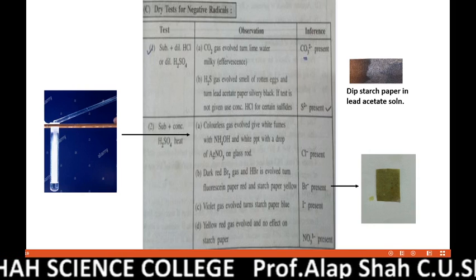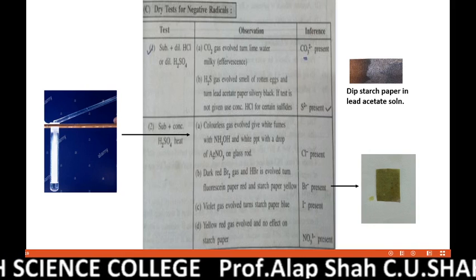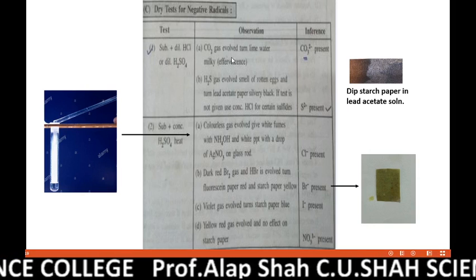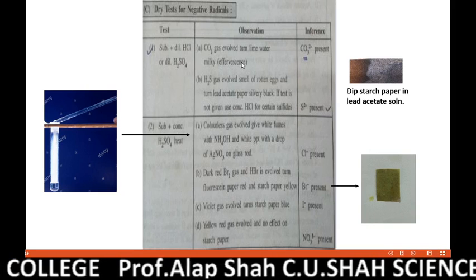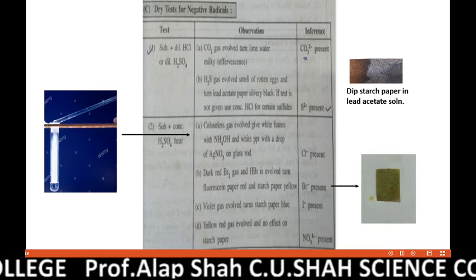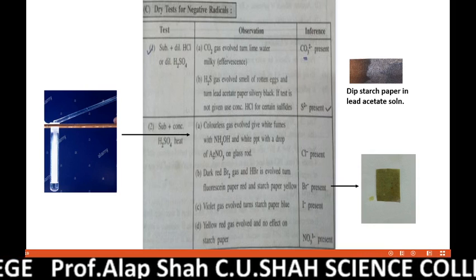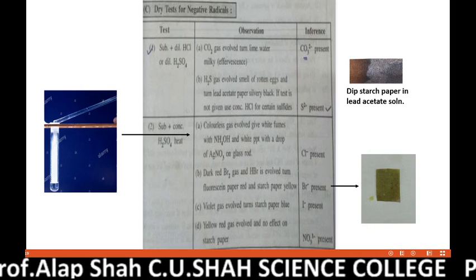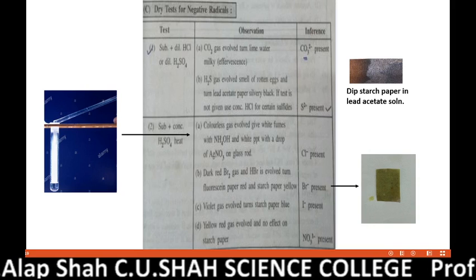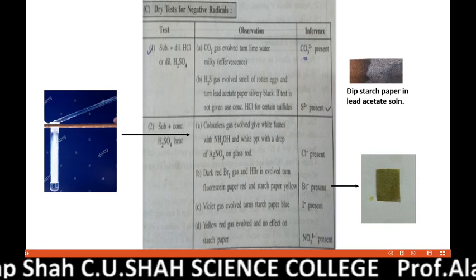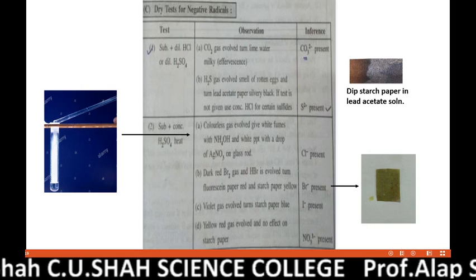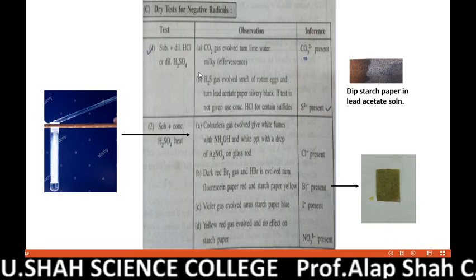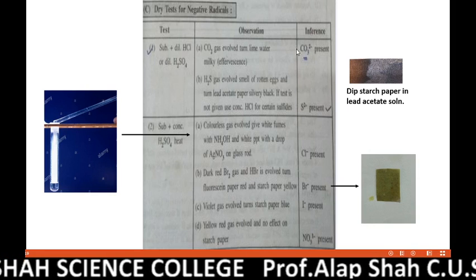Now see, the first test is substance plus dilute HCl. If after adding the dilute HCl, a colorless gas is evolved with effervescence, and if you keep your finger or thumb over the mouth of the test tube and can experience pressure, it is the same pressure you feel whenever you shake a carbonated drink and the pressure of the carbon dioxide gas is coming from the bottle. If the same thing happens in the test tube, then we can say that the gas is carbon dioxide, and so the ion is carbonate ion, CO3 minus 2.